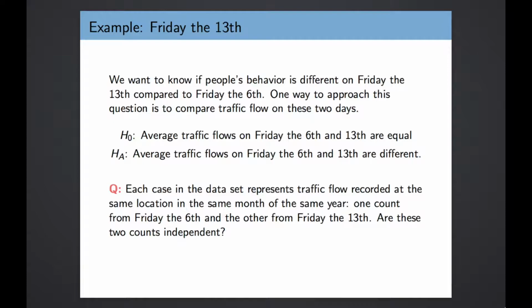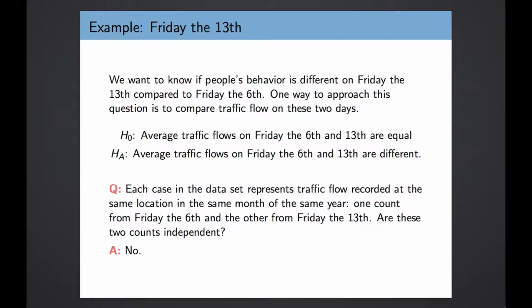So each case in our data set is going to represent traffic flow at the same location in the same month of the same year. So one measure on Friday the 6th and the other on Friday the 13th in the same location. So are those two counts independent of one another? Remember that a useful way to think about independence is whether having information about one of your variables gives you something useful to say about the other one of your variables.